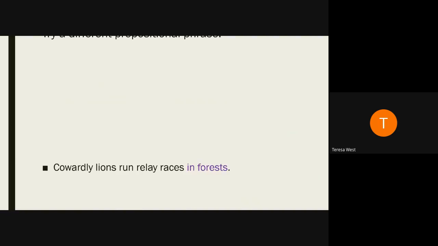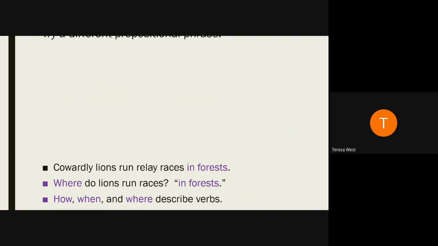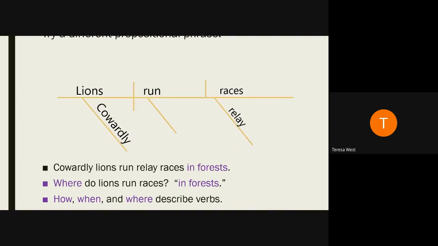So cowardly lions run relay races in forests. So if I asked you, what does in forests modify? What would you answer? So the question we're answering is, where do lions run races? Where? In forests. This is a really important line. So if I were you, I'd underline this, or I'd definitely write this line in my notebook. How, when, and where describe verbs. So prepositional phrases that tell us how, when, or where describe verbs. So you're going to write it on a line under run. So this should look familiar. Cowardly lions run relay races. And then our prepositional phrase in forests is, again, describing run because how, when, and where describe verbs.